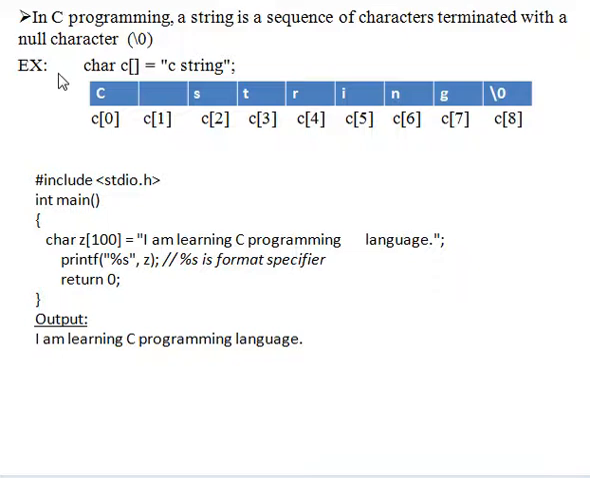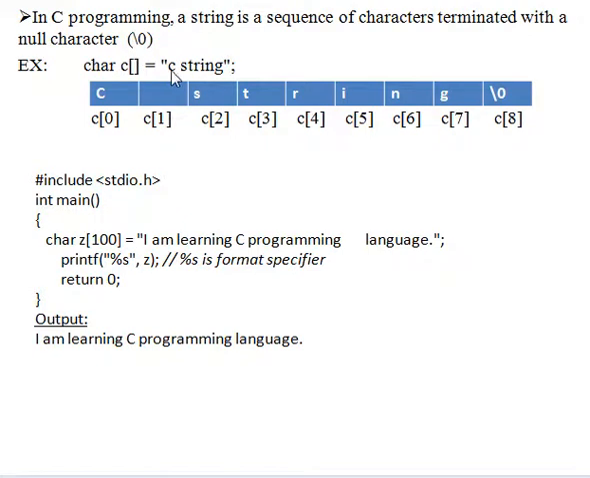Good morning, friends. Now this is the concept about strings. First of all, we have to know the definition of a string. In a C program, a string is a sequence of characters terminated with a null character. A sequence of characters, or group of characters, is a string, terminated with a null character.